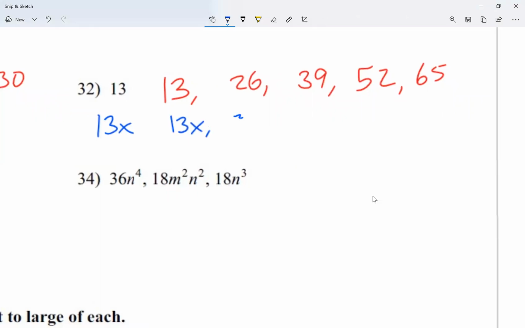13x, 26x, let me write this better here, 39x, 52x, and 65x. Those will be my multiples if I had letters. If you notice the numbers, the same thing. I'm just finding the multiples of 13. It's just that I'm adding an x in there because my question to begin with had an x.